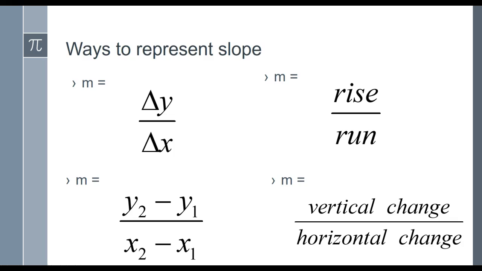Now, there are many different ways to represent slope, and here are 4 ways that you might see. The two that you should probably become the most familiar with are the rise over run and the formula y2 minus y1 over x2 minus x1. Another one that might come in handy later on in your math career would be delta y over delta x. The delta, that's the Greek letter for delta, the triangle, and we would say the change in y over the change in x. So, many different ways to represent slope.